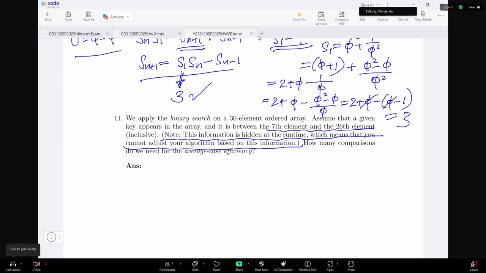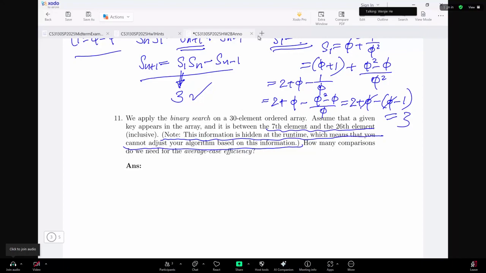The hidden fact will impact the answer when you calculate the average. Your answer is based on this hidden fact. So you need to use the average efficiency formula and substitute for n something different than 30 elements, right?